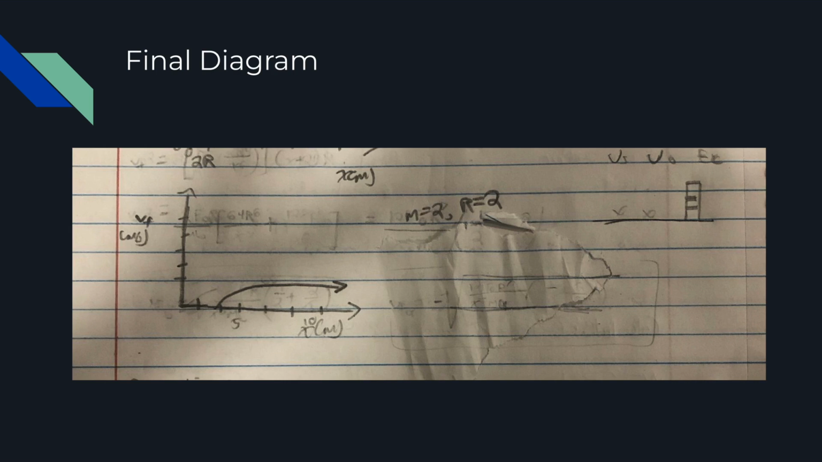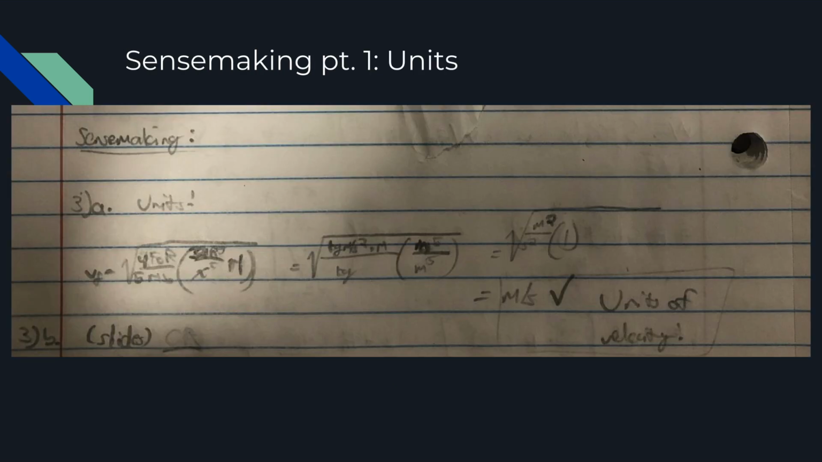So here's part 1 of my sense making for this problem. For part 1, I decided to check the units of my velocity function, as shown by pretty much everything on this slide. When I cancel everything out and put all the units in for the respective values, I get meters per second, which are the units of velocity or speed, which is pretty much what I would expect for this.